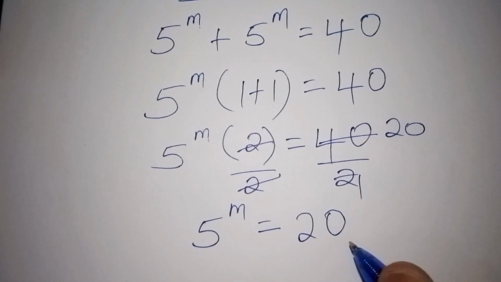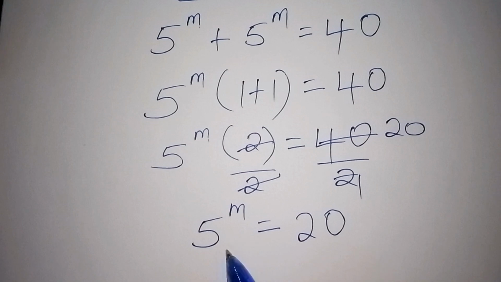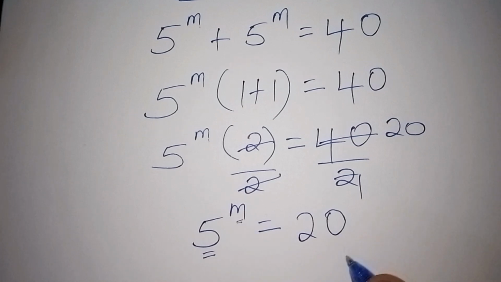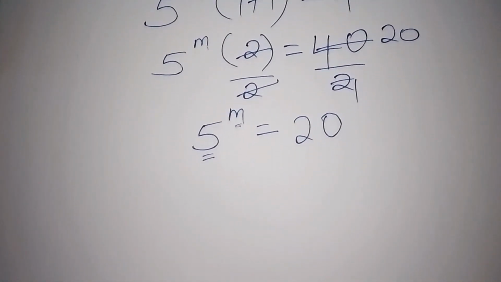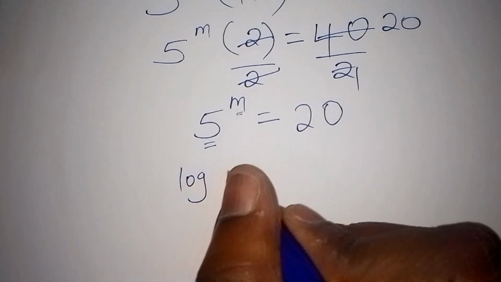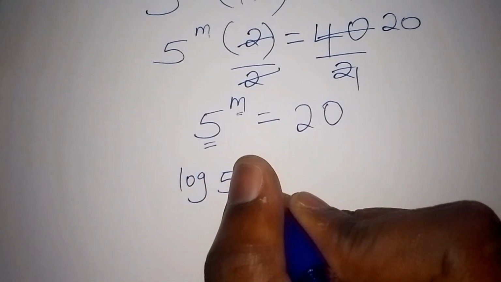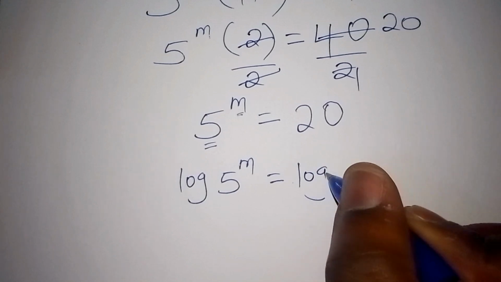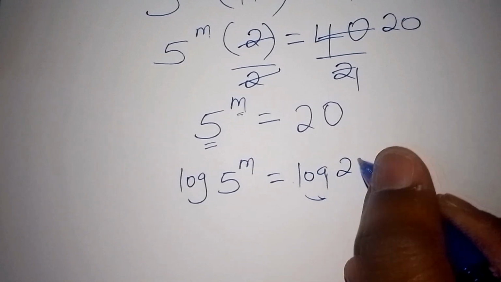Now 20 is a whole number, and 5 to the power of m has a base and an index. 5 in this case is the base and m is the index. So it is difficult for us to change 20 to the base of 5. What we need to do is introduce the log on both sides. So we shall have the log of 5 to the power of m equal to the log of 20.